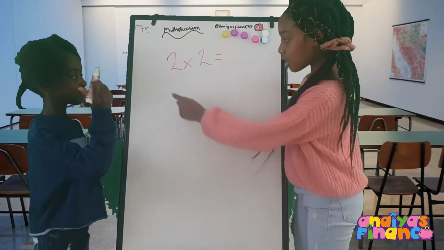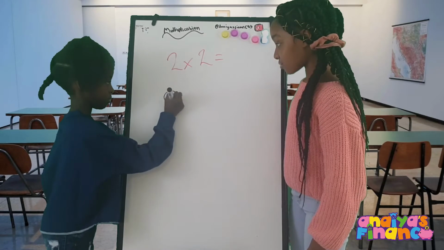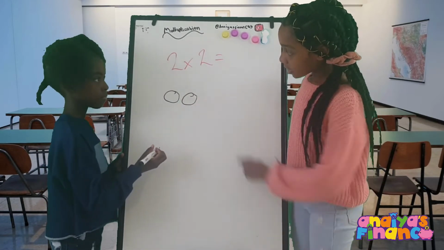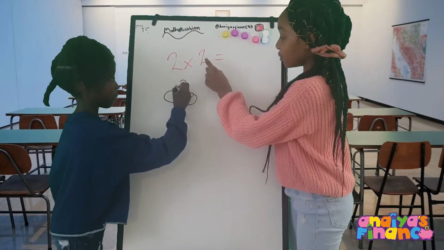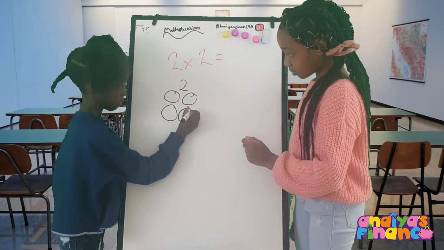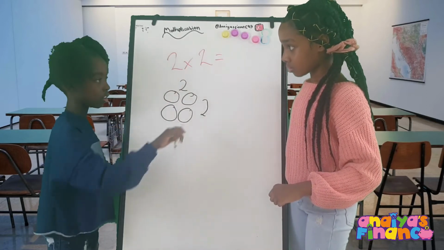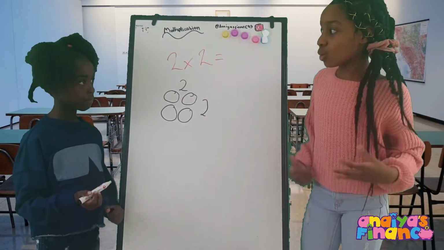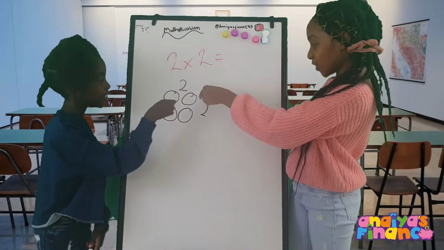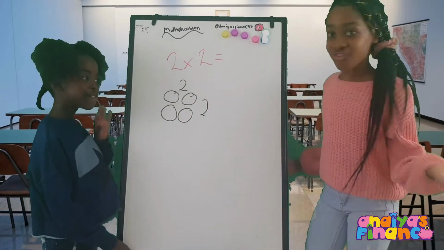Okay. So you need to put 2 dots or circles. Okay, that's 2. And then you need to do 2 more. So there's 2 across and 2 columns. Yeah. Now we need to count the circles. Ready? 1, 2, 3, 4. So 2 times 2 equals 4.